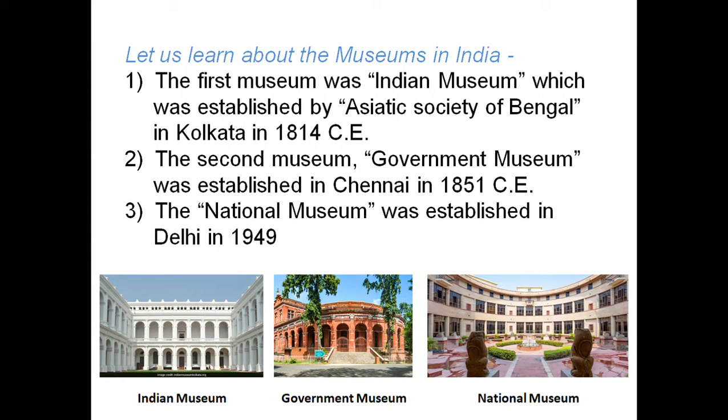Let us learn about the museums in India. The first museum was the Indian Museum, which was established by the Asiatic Society of Bengal in Kolkata in 1814 Common Era. The second museum that we see over here is the Government Museum, which was established in Chennai in 1851 Common Era. And the National Museum was established in Delhi in 1949.